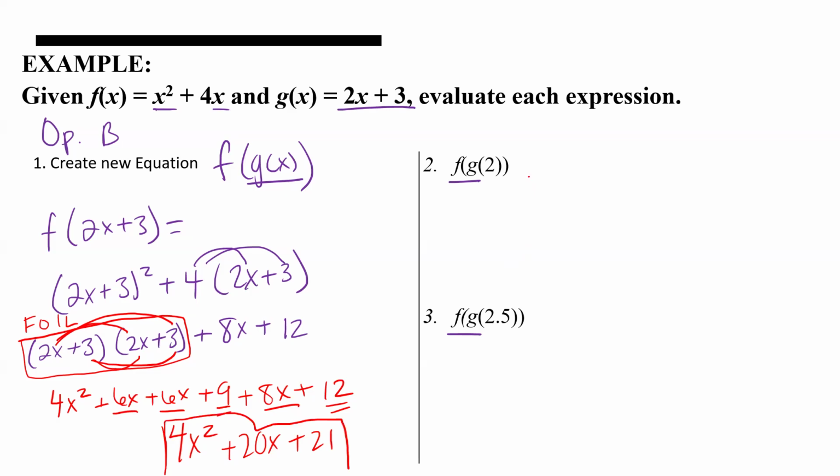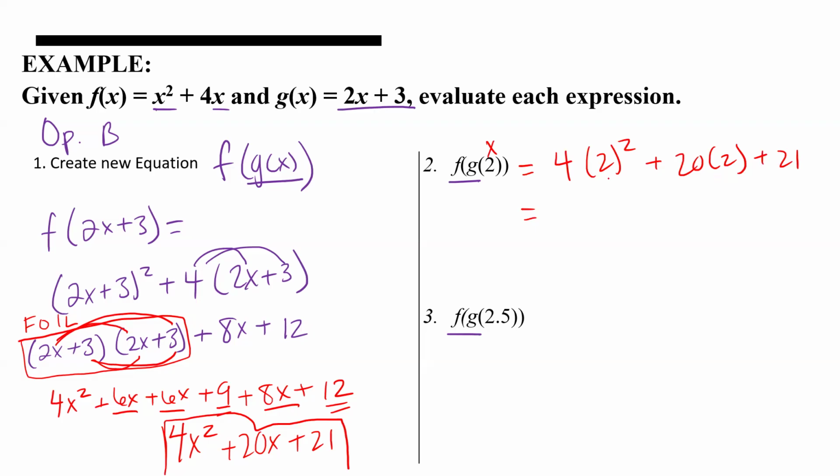So f of g of 2. That means now when I'm doing this, I can simply say this equals, where x is, it now becomes a 2. So this is 4 times 2 squared plus 20 times 2 plus 21. You found the equation. Now you're using the equation. At this point, if you need help multiplying and adding, you can. But let's try it out loud.